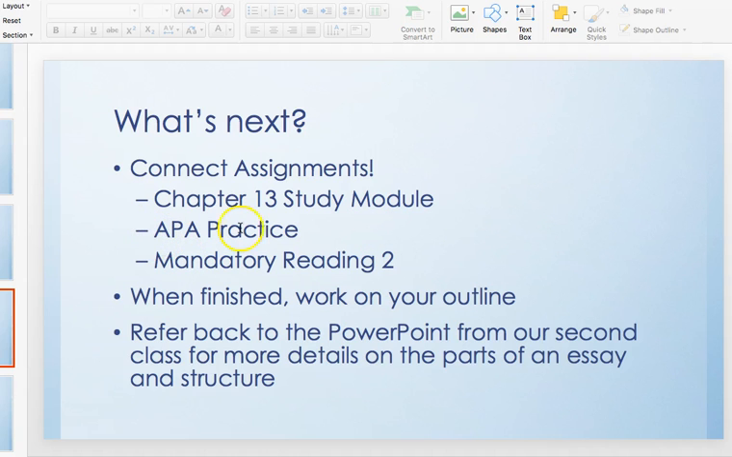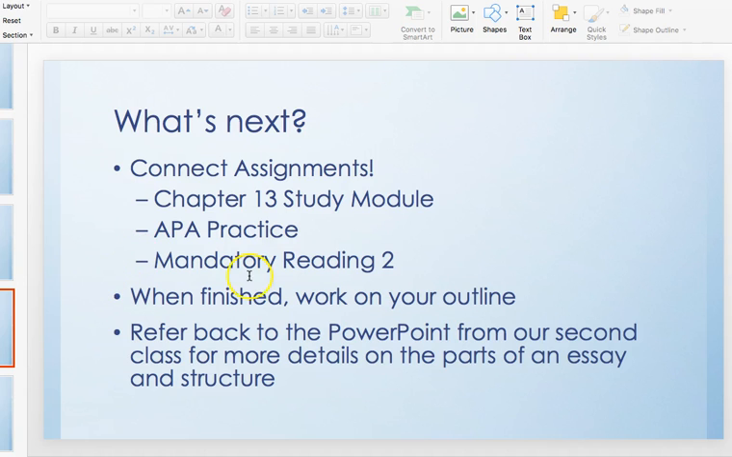And then an APA practice that does have some short answers and some multiple choice, so make sure you complete that as well. Then when you are done with both of those, I want you to do the mandatory reading 2. Now, of course, the mandatory reading does not have any questions based on it or anything like that. It is just to make sure that you read. And of course, it is mandatory, so make sure you do read it. Just because, again, I want you guys to get into the habit of reading.